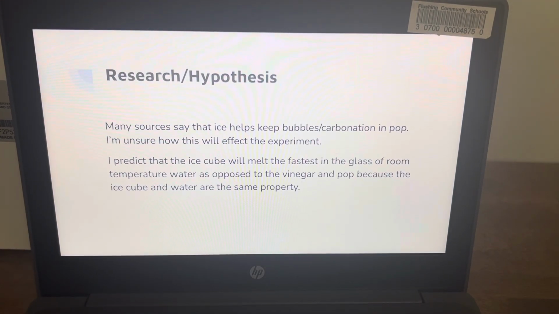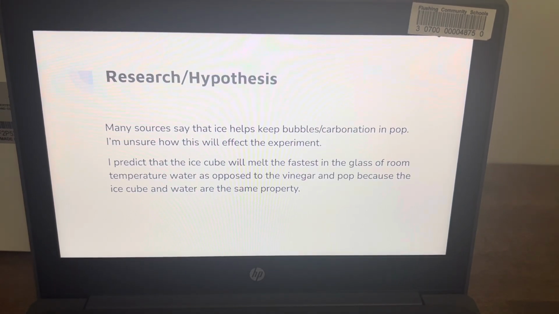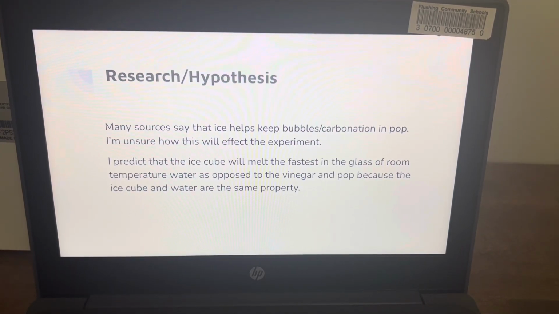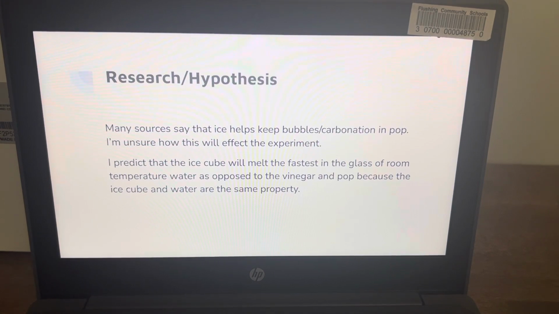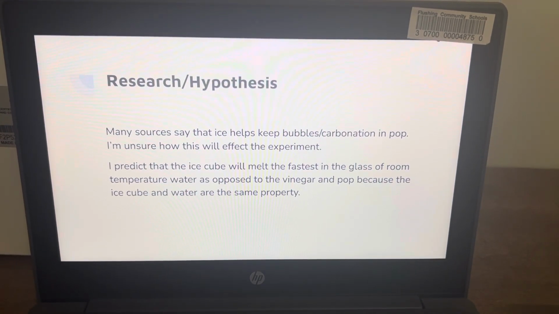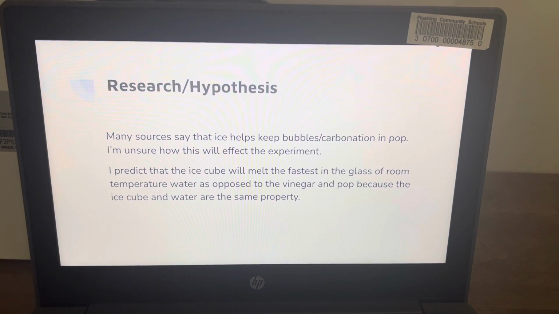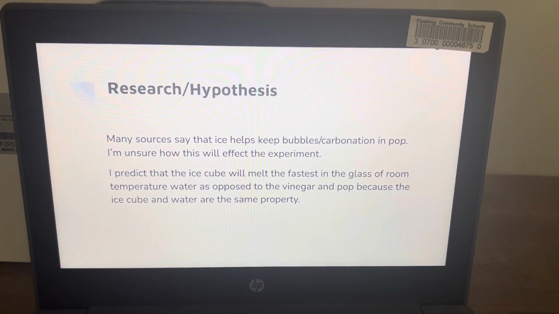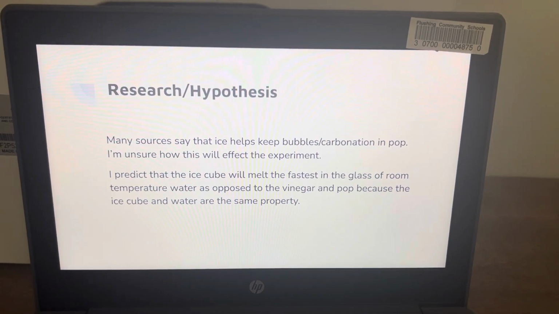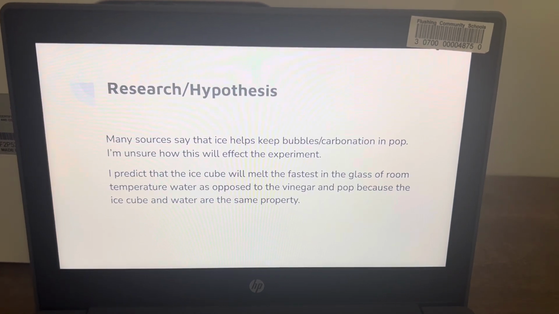So for my research and my hypothesis, many sources after looking this up said that ice helps keep the carbonation in pop. So I'm not sure how that will affect the experiment and how it will affect the melting of the ice cube. For vinegar, I know that vinegar will melt ice because it has hydrogen ions and acetate ions, which will lower the freezing point, causing the ice cube to melt. And then water we know will cause the ice cube to melt because they're the same properties.